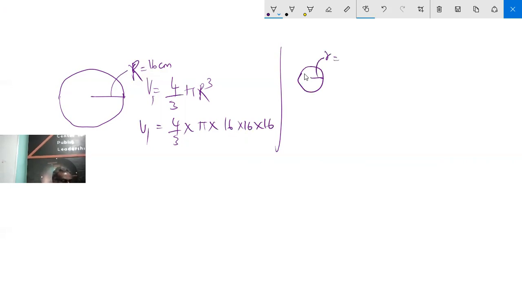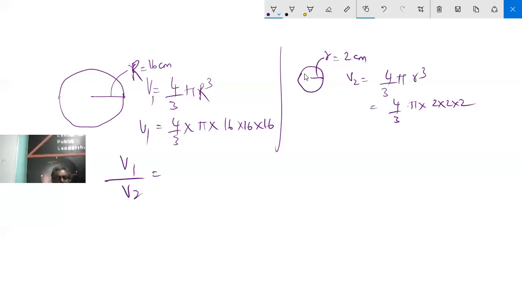What is the radius? 2 centimeter. Volume 2 of each small sphere is again 4/3 pi r cubed, 4/3 into pi into r, which is how much now? 2 into 2 into 2. So how many such small spheres will we get? Divide V1 by V2 to get the number of small spheres.